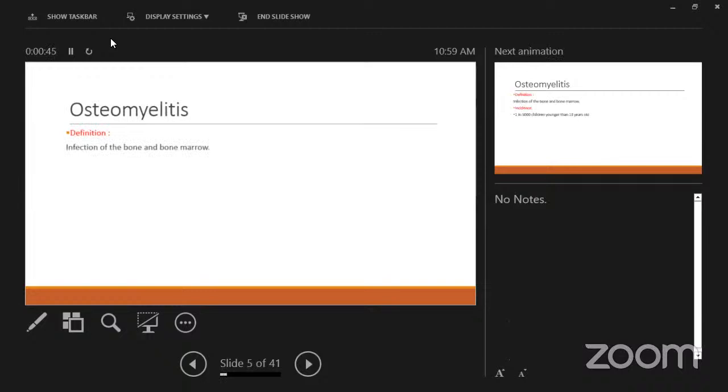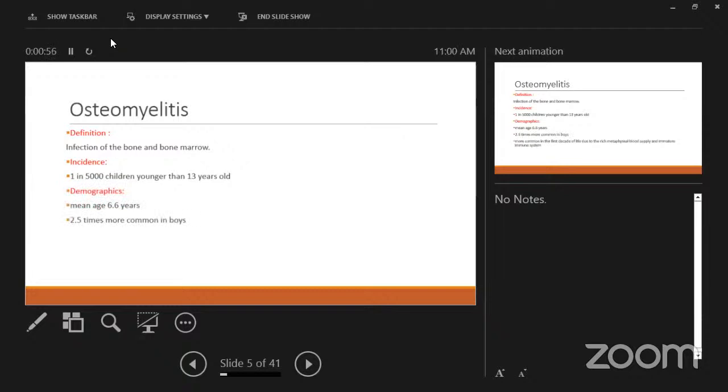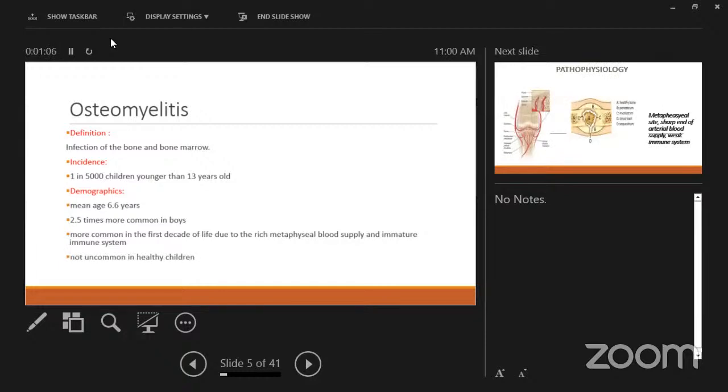You know, it is an infection of bone and bone marrow. Incidence is 1 in 5,000 children younger than 13 years old. Demographic, mean age about 6.6 years. 2.5 times more common in boys. More common in the first decade of life due to rich metaphyseal blood supply and immature immune system. Not uncommon in healthy children.